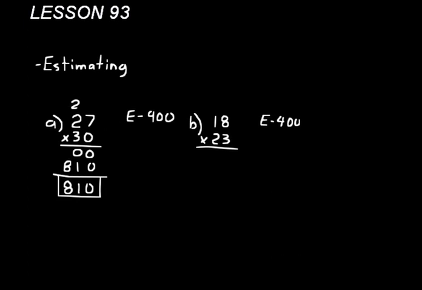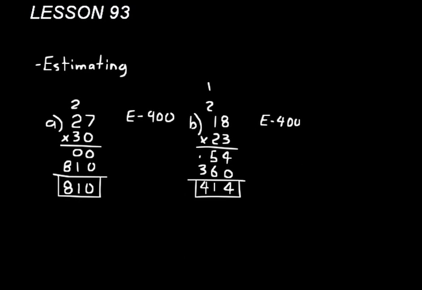8 times 3 is 24. 3 times 1 is 3, plus 2 is 5, so we have 54. Now we do 18 times 20, so we just add that 0 right there. 8 times 2 is 16. Carry 1. 2 times 1 is 2, plus 1 is 3. And now we add these. 4. 5 and 6 is 11. 414. So it's a little bit greater than 400, but it's close to that. So that gives us confidence.